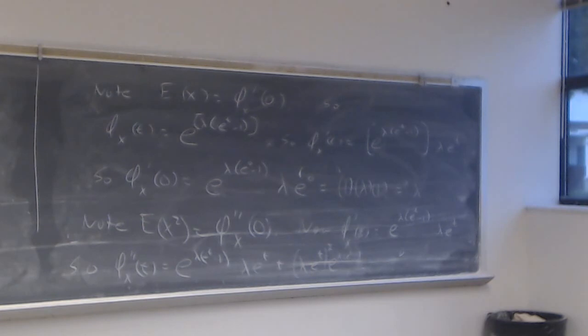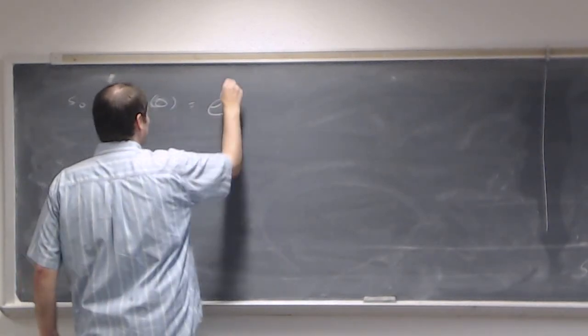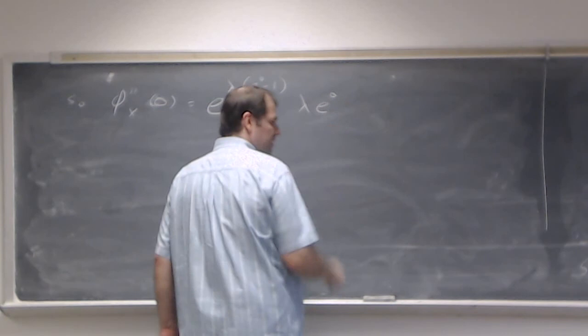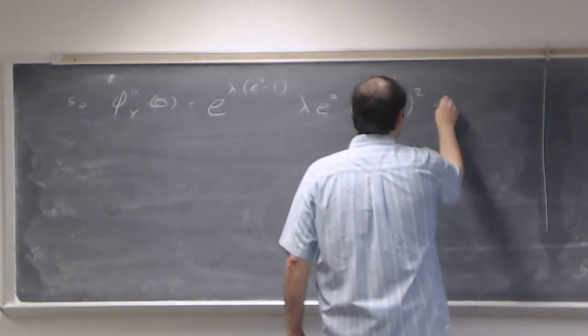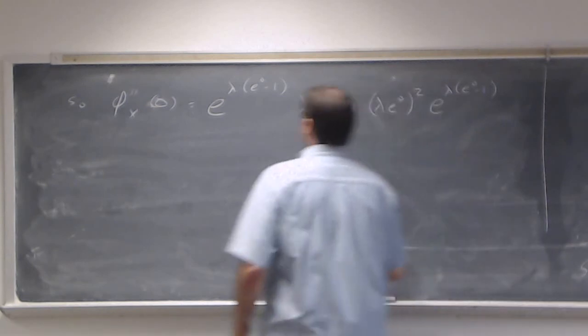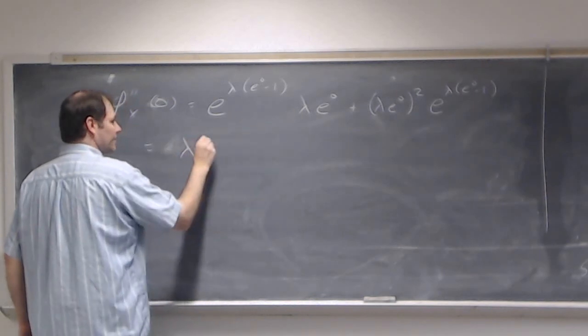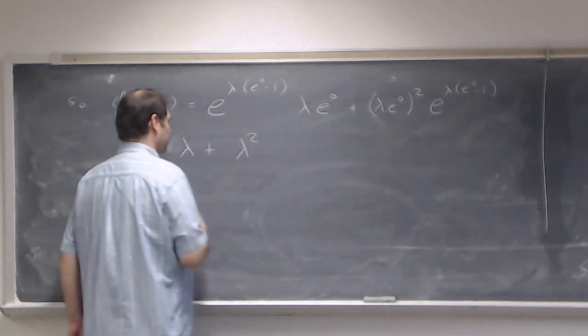We're almost done. So, phi double prime evaluated at 0. I need to look here. This would be e raised to the lambda times (e to the 0 minus 1), times lambda e to the 0, plus lambda times e to the 0, squared. And here it's e to the lambda times (e to the 0 minus 1). Okay, e to the 0 is 1, 1 minus 1 is 0. This is 1. This is lambda, so that first part's just lambda. Plus, this is 1, 1 times lambda is lambda, lambda squared. And then this is 0, e to the 0 is 1, so that's what we get.